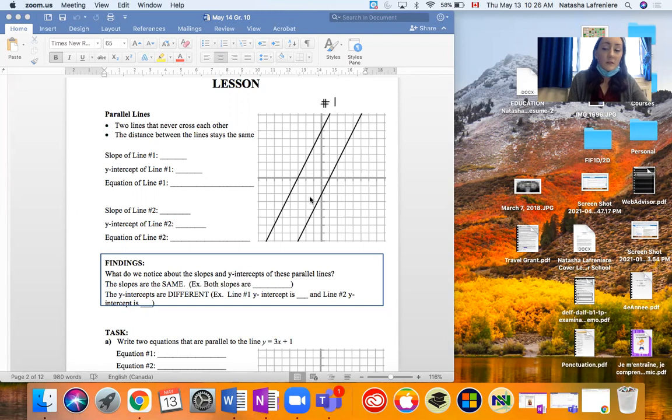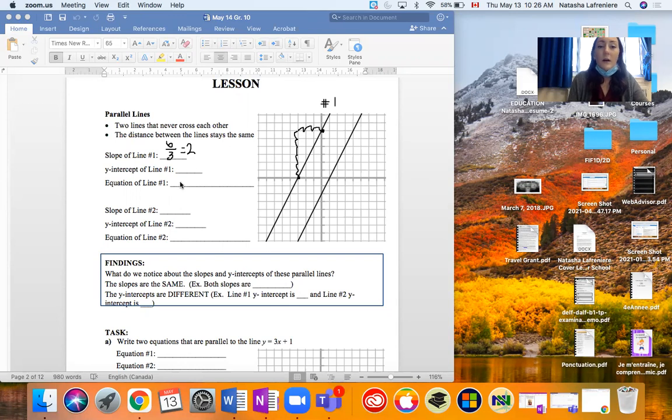Okay, so we want to look at the slope of this one. So what we're going to do is take our 2 points like we've done in the past, and calculate your rise over your run. So your rise will be 1, 2, 3, 4, 5, and 6. So it'll be 6 over, and our run is 1, 2, 3. So it'll be 6 over 3, which can be simplified to 2.